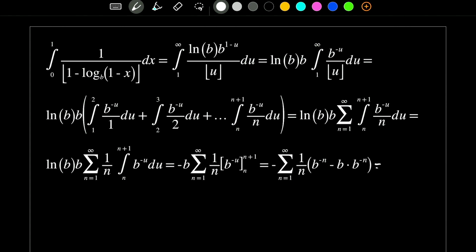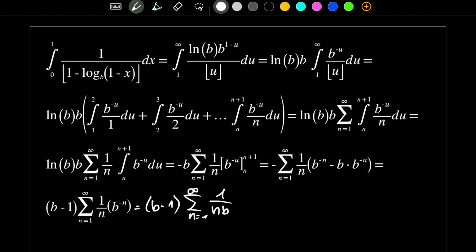And now we can just factor out a 1 minus b from this sum, which is going to give us, in the end, if we use this minus sign as well, b minus 1 times the sum from n equals 1 up to infinity of 1 over n times b to the power of minus n. Now this we can rewrite a little bit just to make it a little bit cleaner. So we're going to get b minus 1 times the sum from n equals 1 up to infinity of 1 over n times b to the power of n.